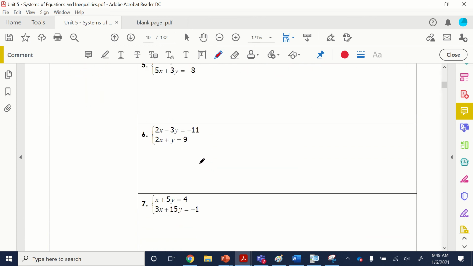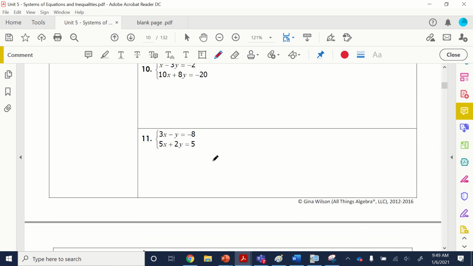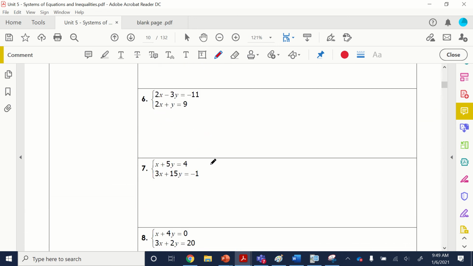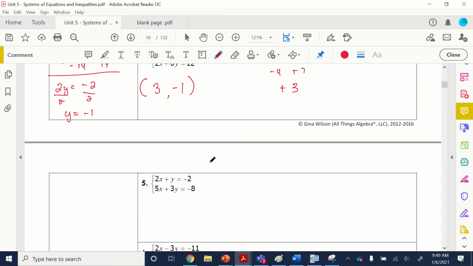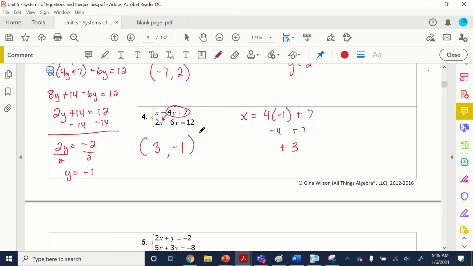Right? And we can do all of these that we want. They're going to be all done the exact same way, okay? So just so you understand that that's how it works.